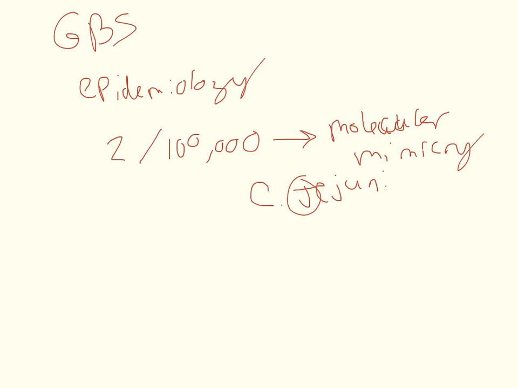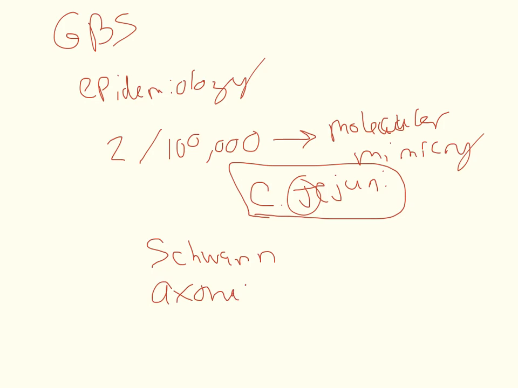And whenever your body starts attacking Campylobacter jejuni, it has some very similar proteins to what's seen on Schwann cells and on the axonal membrane. Now, it can be associated with other infections. It's most strongly associated with the Campylobacter infection, but things like HIV can also produce this autoimmune disorder.